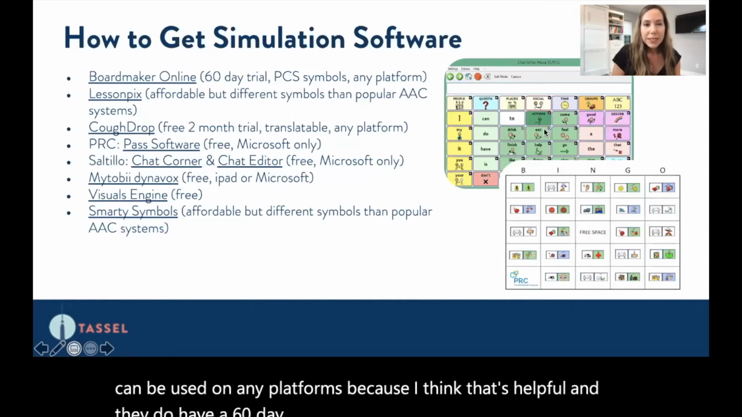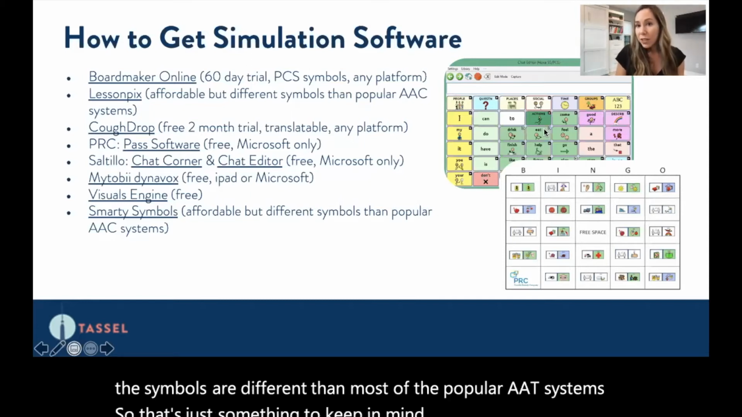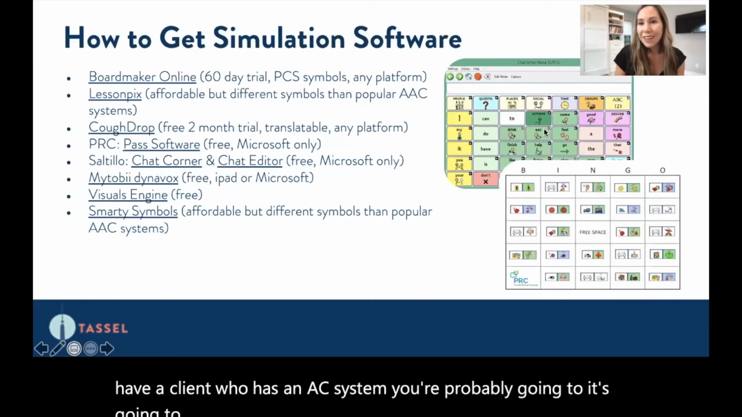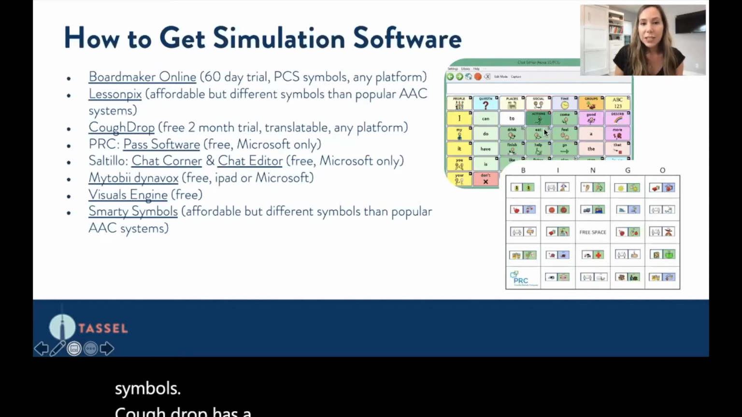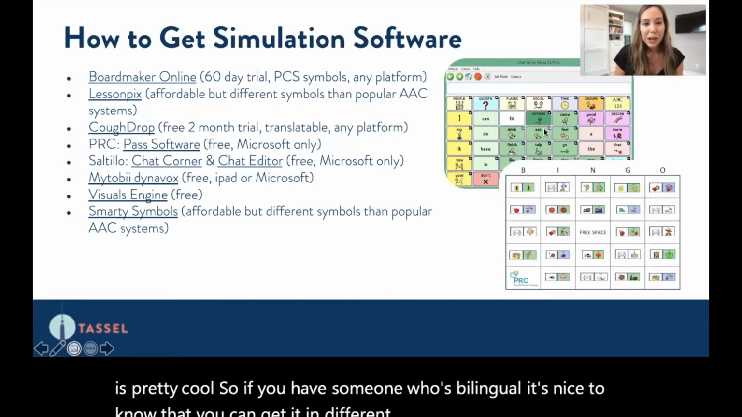Lesson Pix is more affordable, but the symbols are different than most of the popular AAC systems. That's just something to keep in mind, because if you already have a client who has an AAC system, it's going to be beneficial to have a simulation software that has the same vocabulary and uses the same symbols. CoughDrop has a free 2-month trial, and it's translatable, which is pretty cool. So if you have someone who's bilingual, it's nice to know that you can get it in different languages, and it can be used on any platform.